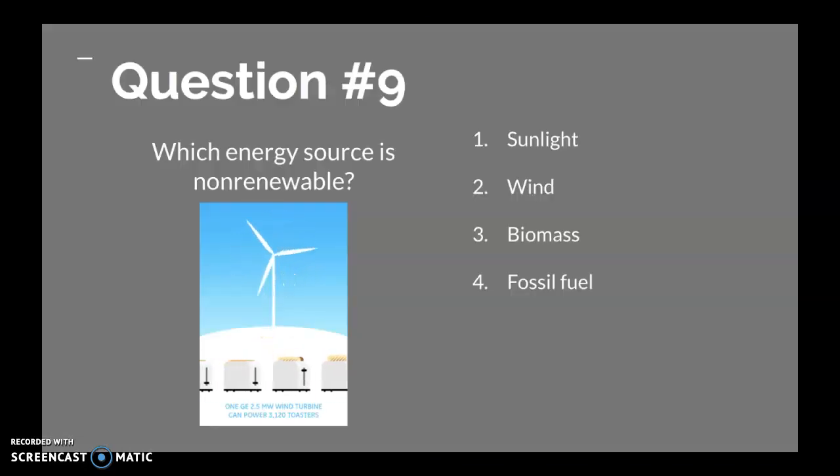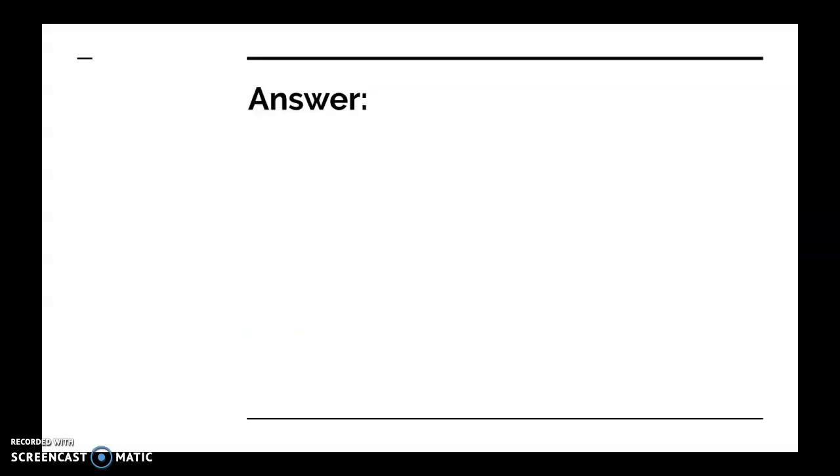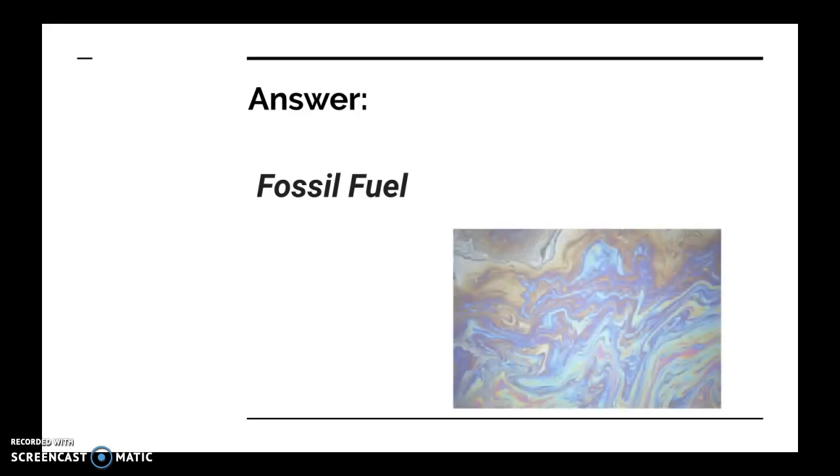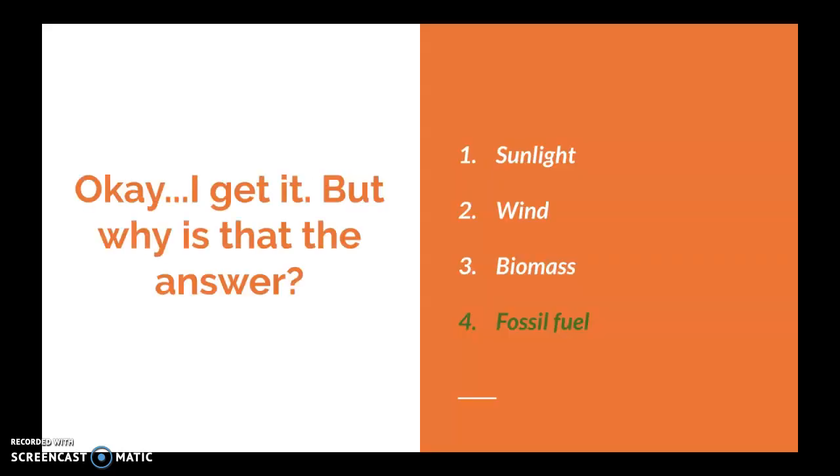Oh yeah. Next up, which energy source is non-renewable? Is it sunlight? Is it wind? Is it biomass? Is it fossil fuel? Off the bat, what can be remade? What cannot be remade? Answer: fossil fuel, folks. Okay? So think about oil, think about gas. But why? Well, sunlight, renewable. Wind, renewable. Biomass. This is the stuff that we can throw away and burn and turn into energy. That's going to keep on coming. But fossil fuels, once we burn it and use it, it's gone.